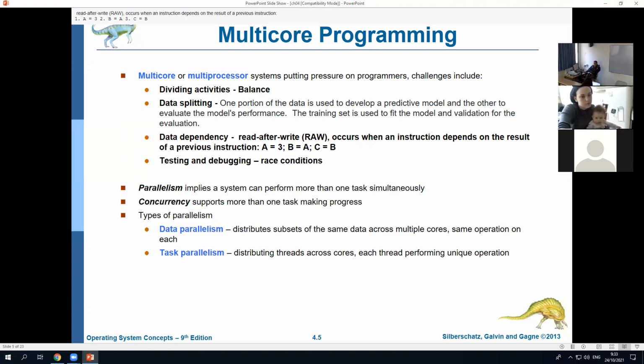Why is that a challenge? Well, it's complicated to program. It's a challenge to program. It's just more difficult. I don't know. Data dependency, read after write.